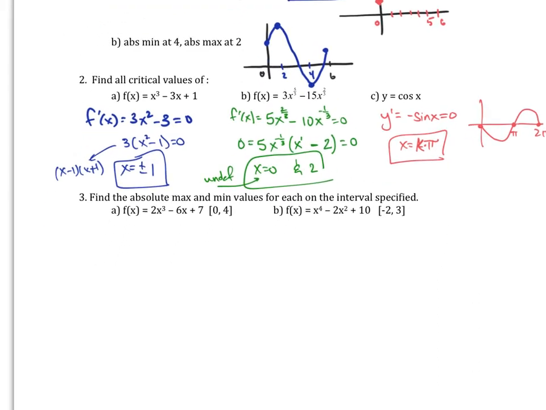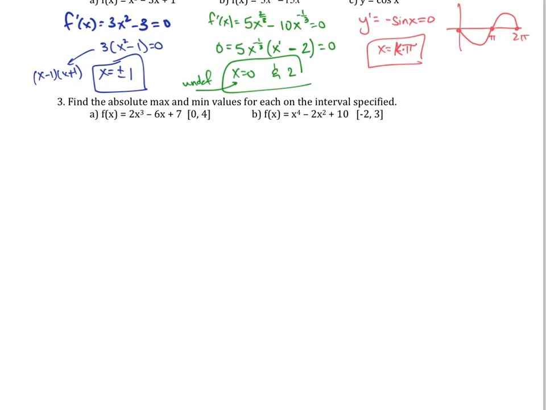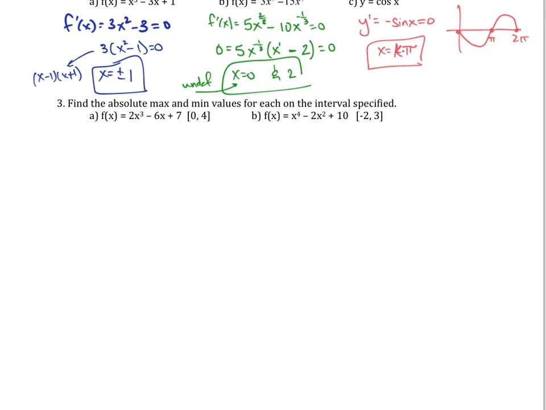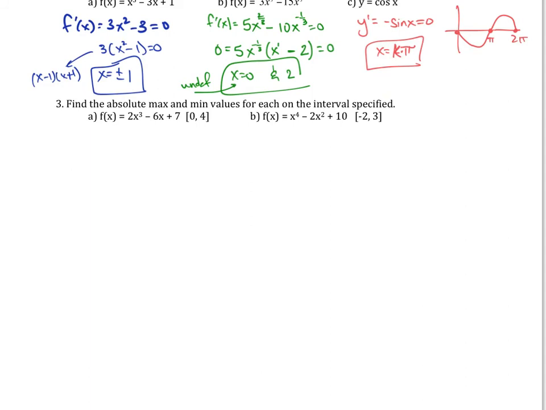All right, moving on. We've got 2 more problems here that we're going to do. This one, number 3, find the absolutes this time. We want the absolute maximum, absolute minimum on each, but only in this interval. So what do I do to get absolutes? Well, step 1 is I need to find the critical values, and then I need to find f of a and f of b, and then test all of them. How do I test them? You just put them back into the original equation.